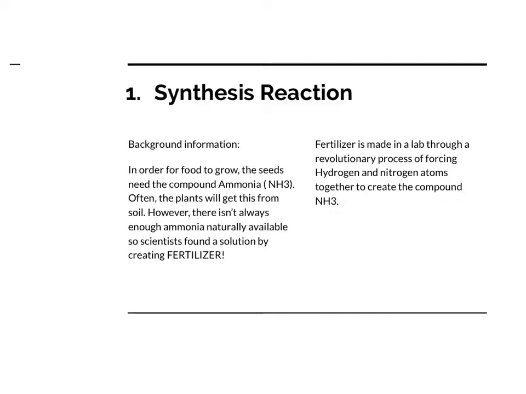Fertilizer is made in a lab through a revolutionary process of forcing hydrogen and nitrogen atoms together to create NH3, or ammonia. This is a really famous example of a synthesis reaction, one that uses nitrogen and hydrogen to come together and make a compound of ammonia, and it's called the Haber process.